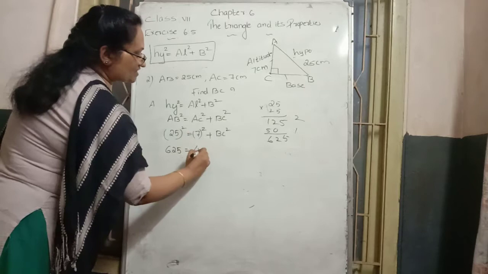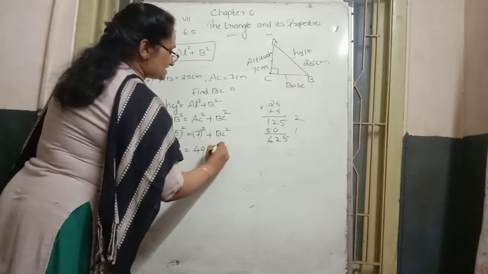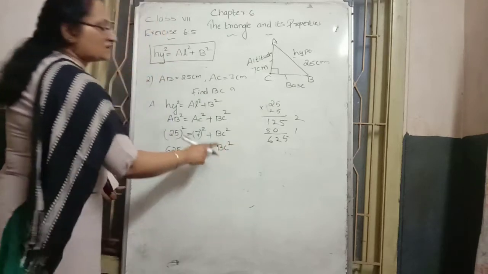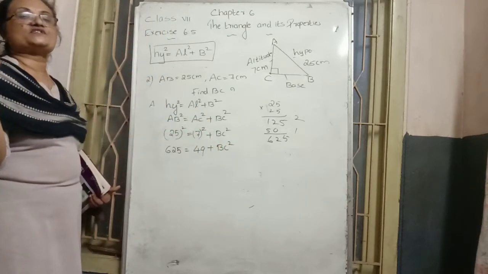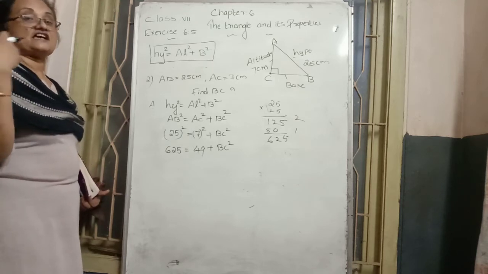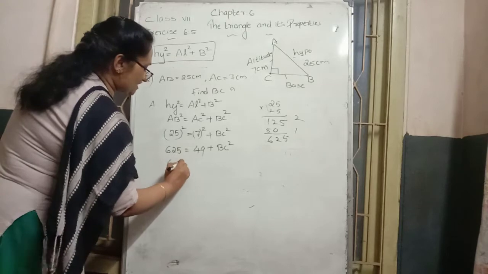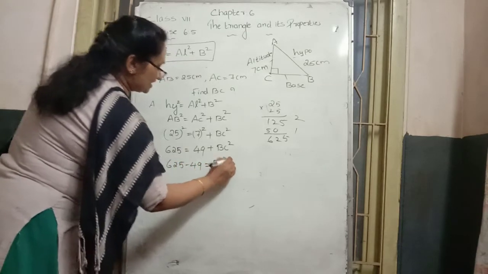7 square becomes how much? 7 into 7 becomes 49 plus BC square. We want which value? BC. So plus 49 is sent to the opposite side. It goes to the opposite side, and signs are changing. Previously we learned that the sign will change. So 625 is subtracted with 49 equal to BC square.